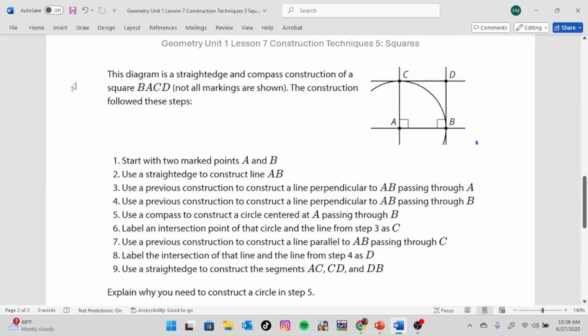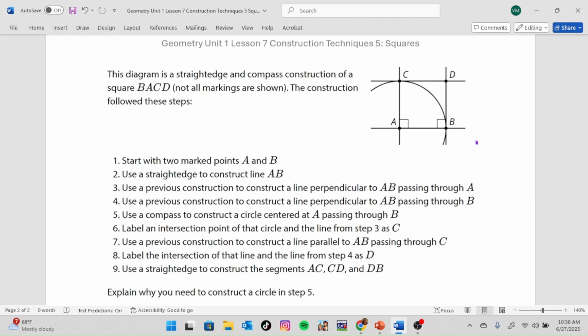Practice problem number 2 will be the last practice problem we do here on lesson 7. This diagram is a straight edge and compass construction of a square BACD. Not all markings are shown. The construction followed these steps. So let's trace out what they did in each step.